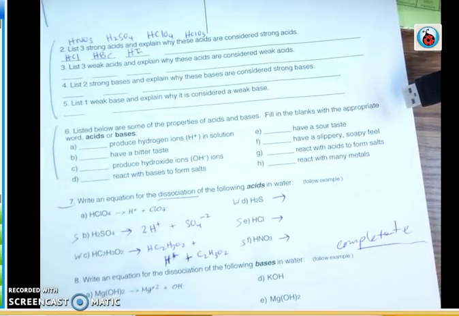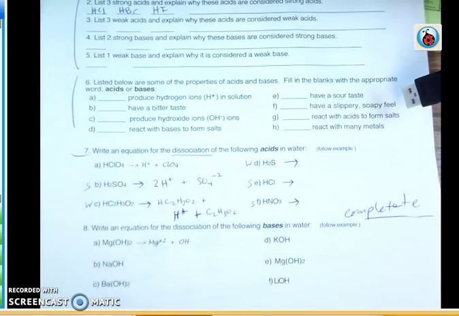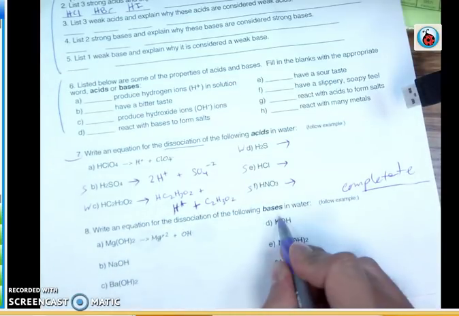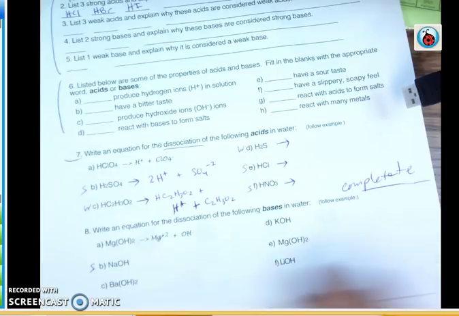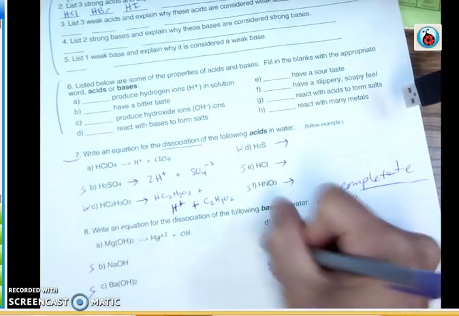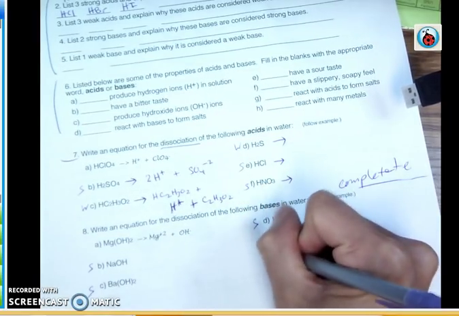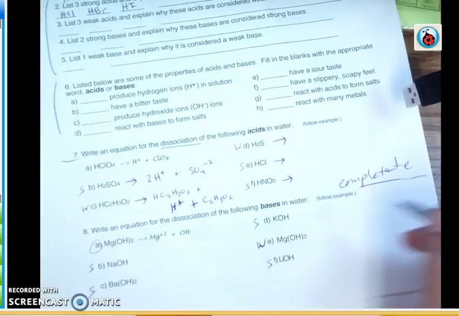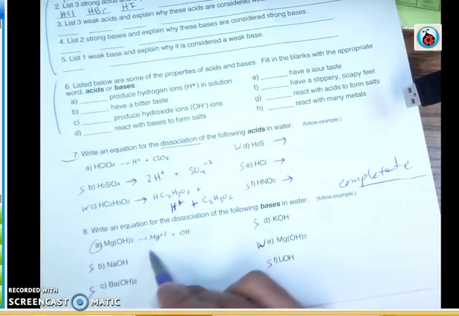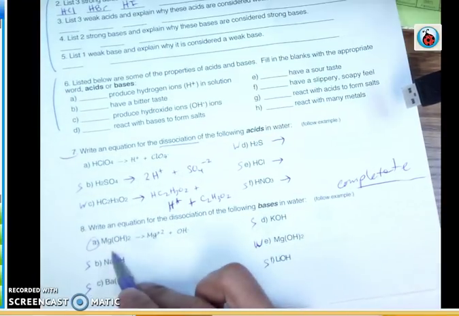Number 8 is very similar to the strong acids and strong bases. Write an equation for the dissociation of bases in water. Very similar. This is strong, this is strong, this is strong, this is weak, this is strong. They have the same thing here, E and A are essentially the same thing. They show that they all split up completely.